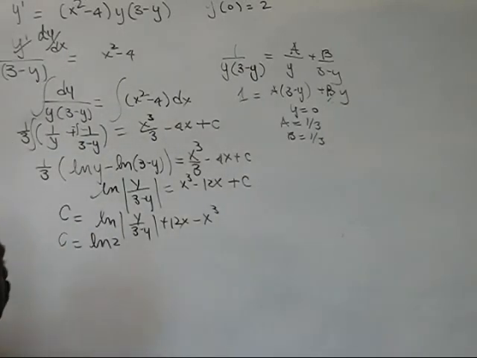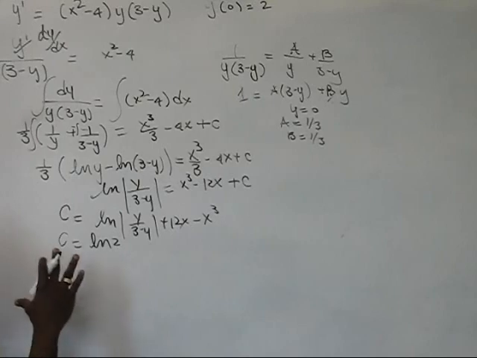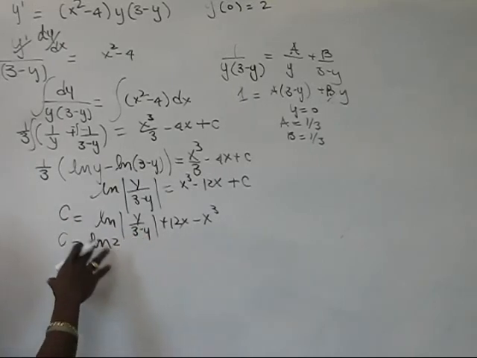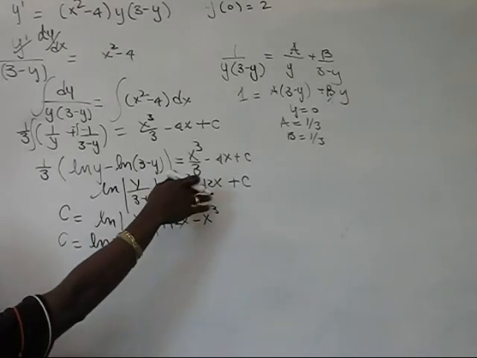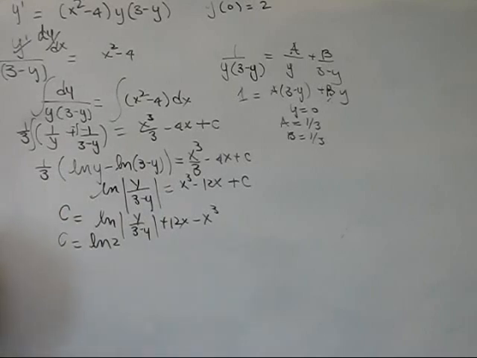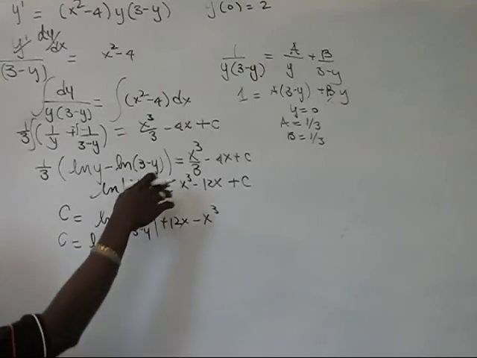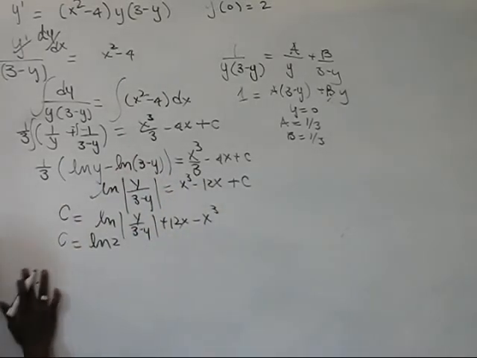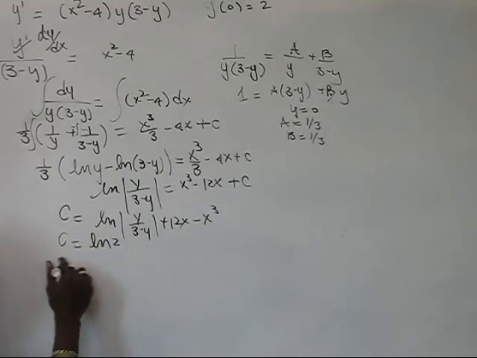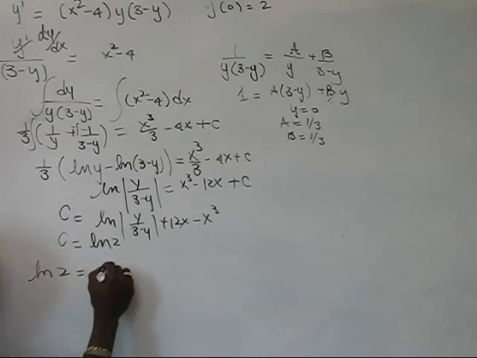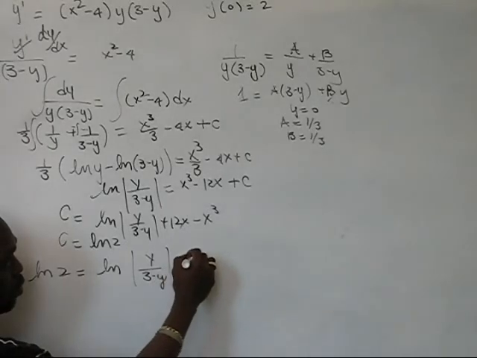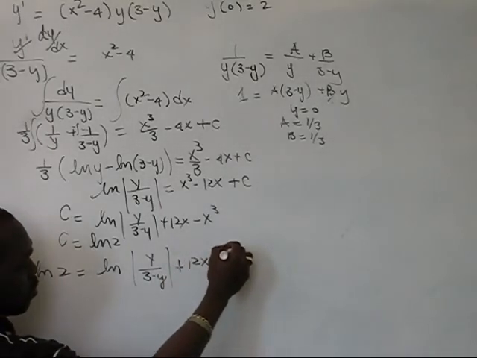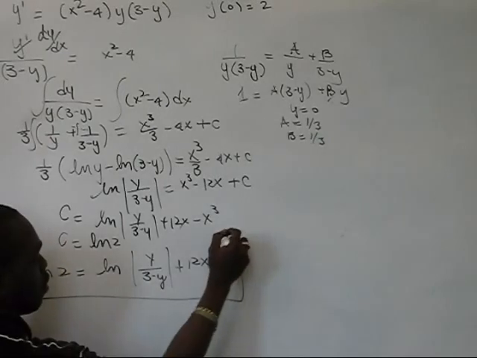Some teachers want you to go all the way and then to have y with respect to x. As you can see, because you have natural log, you're gonna have exponent. But some teachers, again, you can just put it the way it is right here. Just replace c with natural log of 2 for the constant. So we now have c, so it's natural log of 2. Natural log of y over 3 minus y equals natural log of 2 plus 12x minus x cubed, and that's your solution.